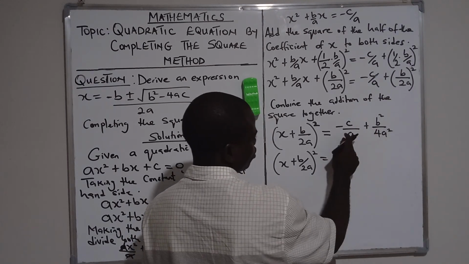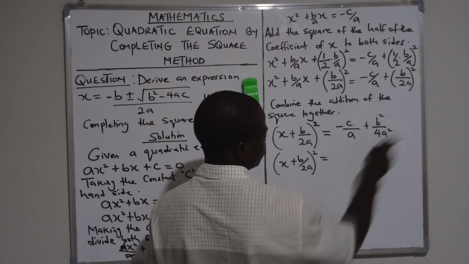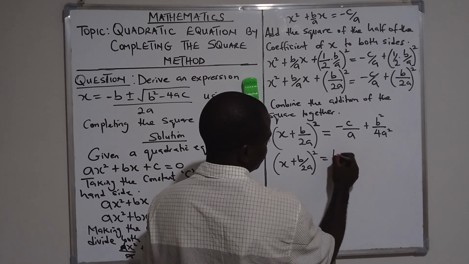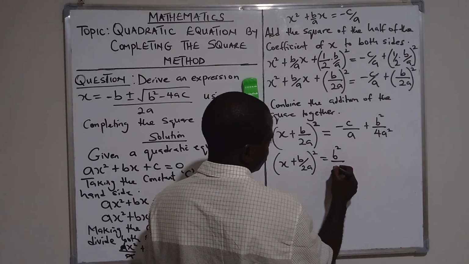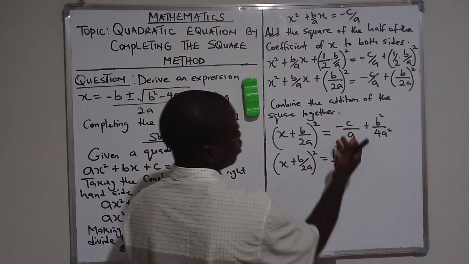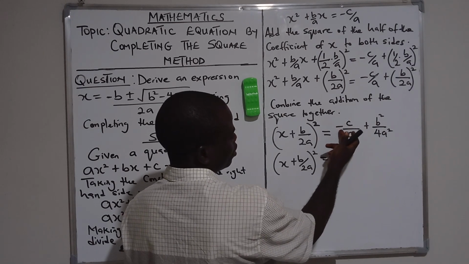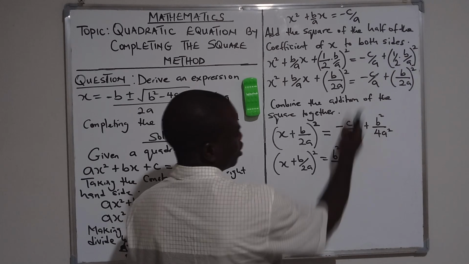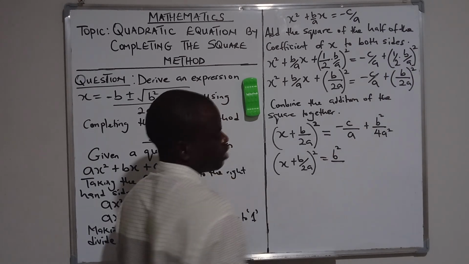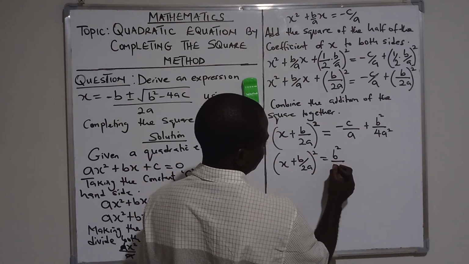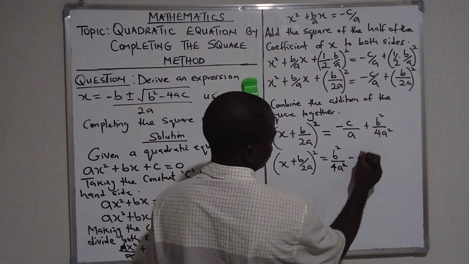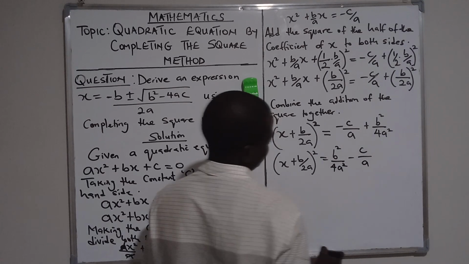Just take this one to the front, because this is negative, and bring this one back. You now have b squared over 4a squared minus c over a. It's always advisable in mathematics that when you have a negative at the start of an expression, you take it to the front and bring the positive one to the back.